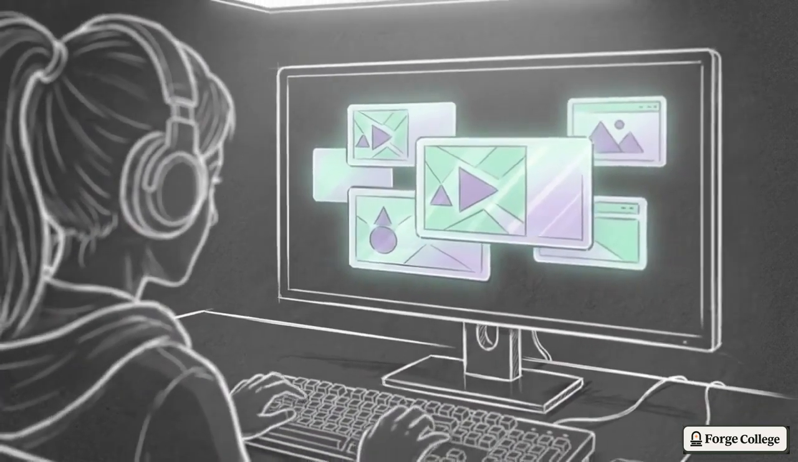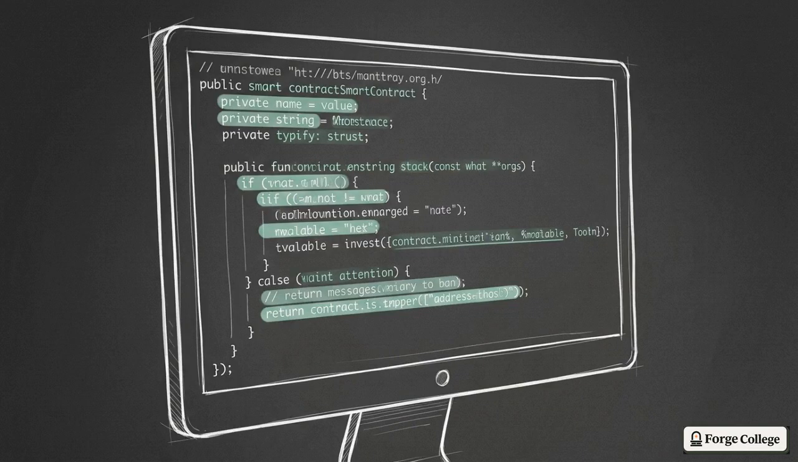Now that you understand these conceptual foundations, you are ready to start writing the Solidity code that makes these systems work.